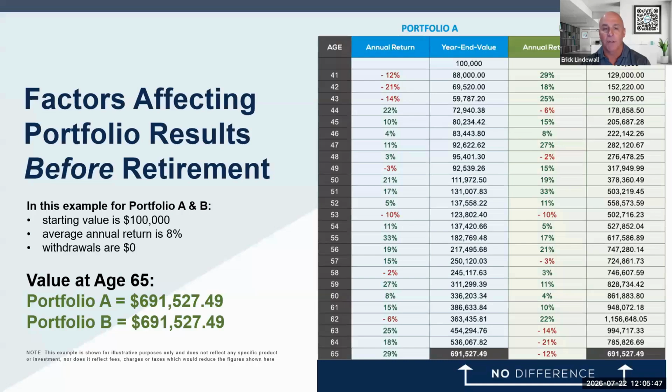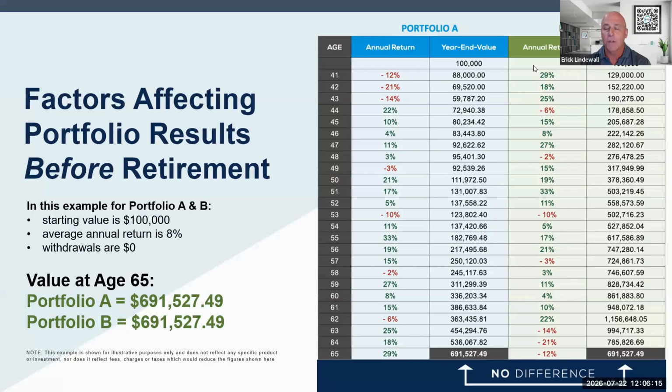Okay, so what we're looking at here, folks, is folks that are in accumulation. You'll notice we've got Portfolio A and Portfolio B, and they're both starting with $100,000. Over a period of about 24, 25 years, you will notice that the portfolios' year-to-year returns are very different. Portfolio A comes out of the gate with a few poor years. Portfolio B comes out of the gate with some really tremendous years.